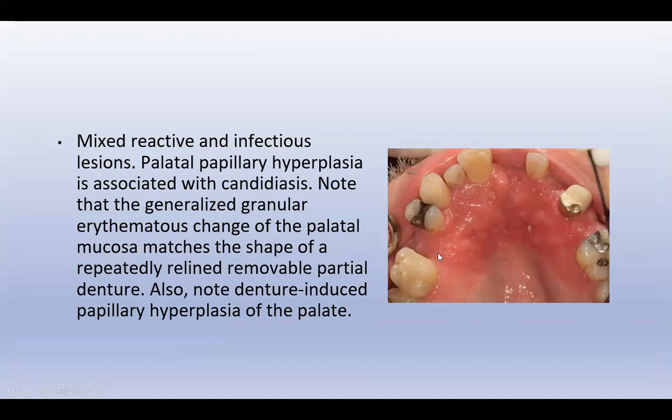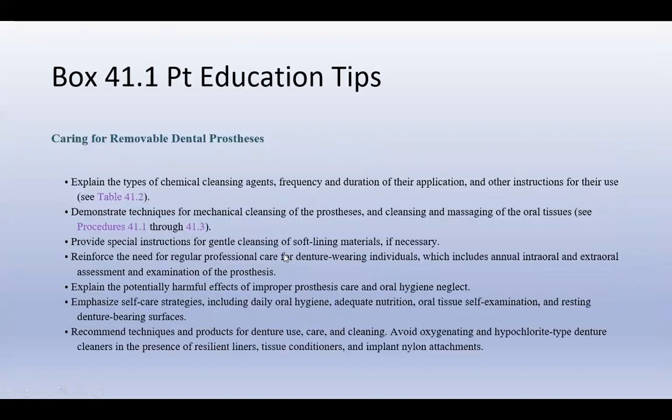Note the generalized granular look to it. Erythematous change of the palatal mucosa matches the shape of the repeatedly relined removable partial. So you can see the outline of the partial. And so that's how you know maybe it's ill-fitting, but maybe they never take it out. They're living with it in their mouth always. And patients need to take their dentures out so their tissue can breathe. Also note denture-induced papillary hyperplasia on the palate. I think we already pointed that out.